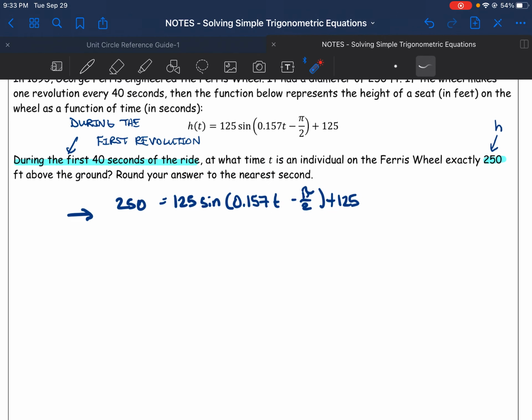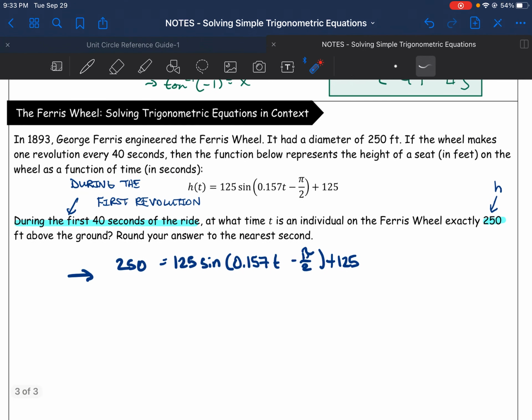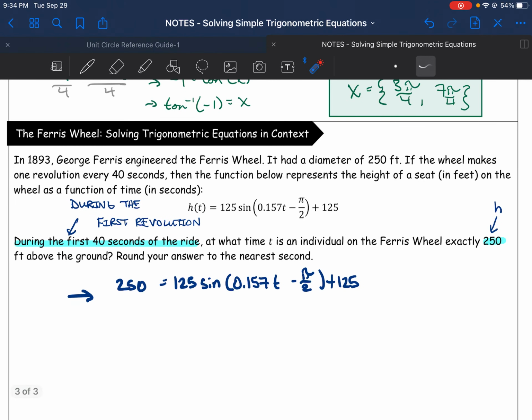So I made a couple notes here. During the first 40 seconds of the ride, well, we've already been told that 1 revolution is 40 seconds. So during the first 40 seconds of the ride, we're just really looking at the first revolution. And we're also being told that we're looking for when the Ferris wheel is 250 feet above the ground. Well, remember that h of t represents the height. So 250 is going to be what we plug in for h of t.